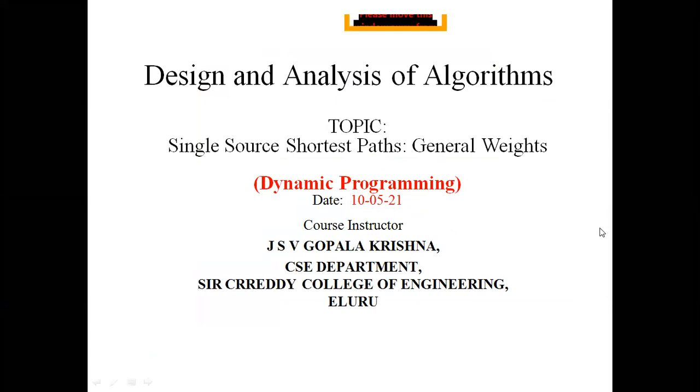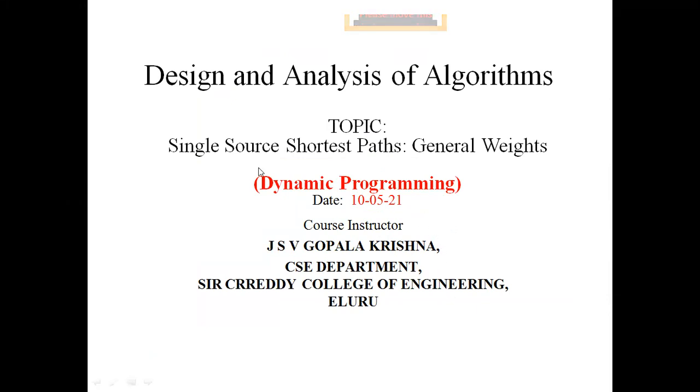We already discussed the single source shortest path problem in Dijkstra's algorithm. In that algorithm, we calculated the shortest paths from the source vertex to every other vertex in the graph. By using the dynamic programming technique also, we can calculate the single source shortest paths.